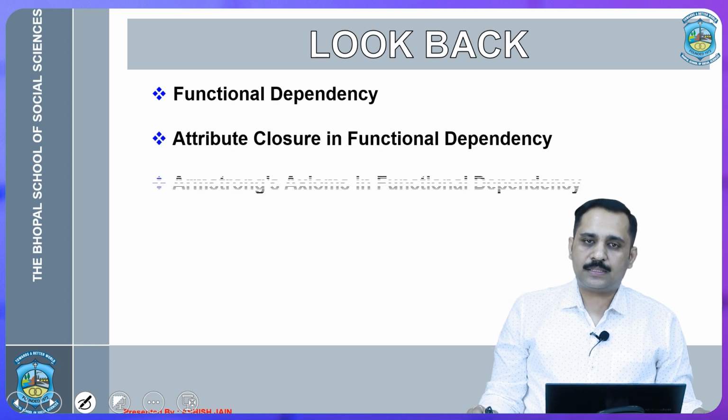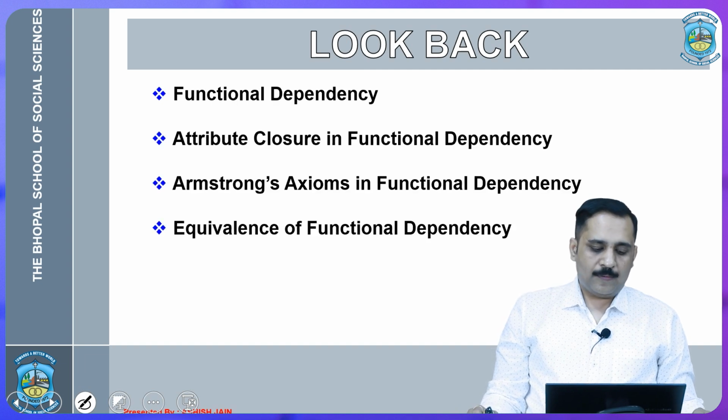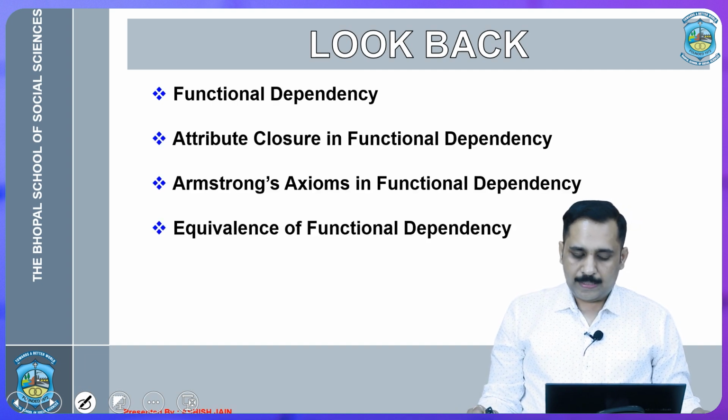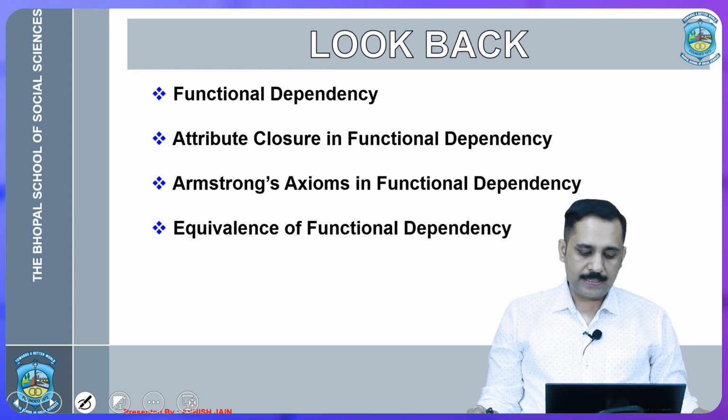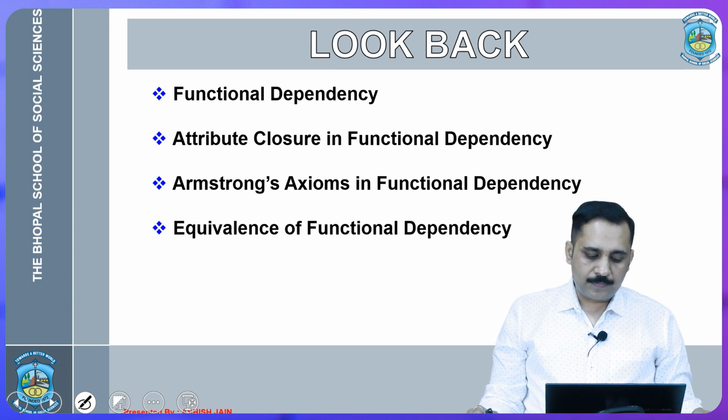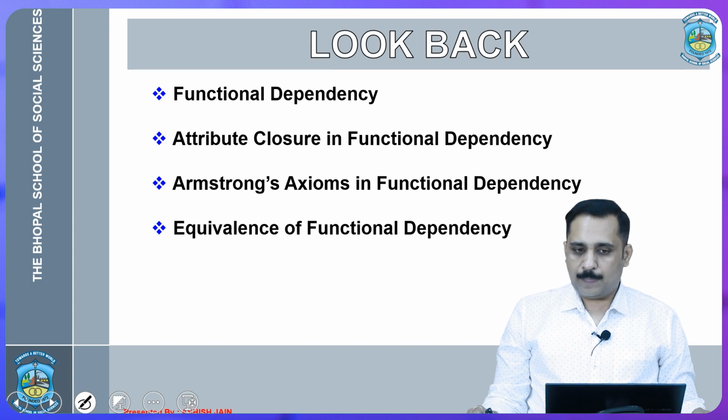Let us see what we have covered in this module. We started with a brief of what functional dependency is. We have covered attribute closure in functional dependencies. We have seen different Armstrong's axioms in functional dependency, and we saw how equivalence of functional dependencies is checked.